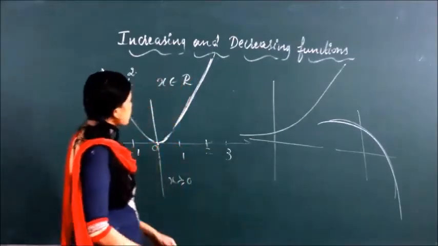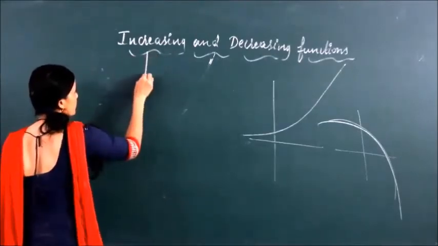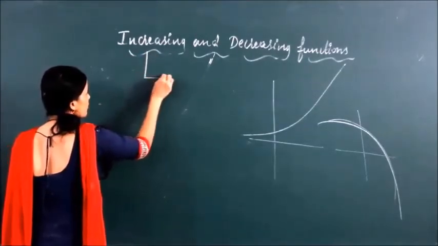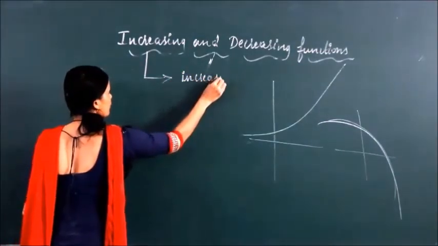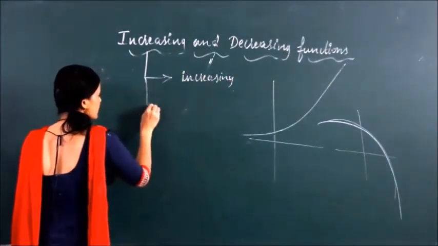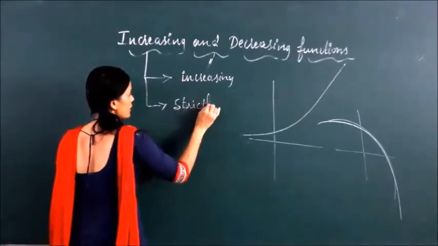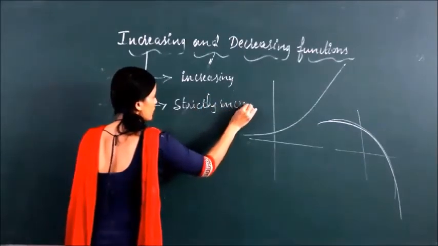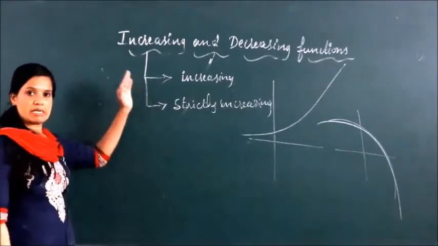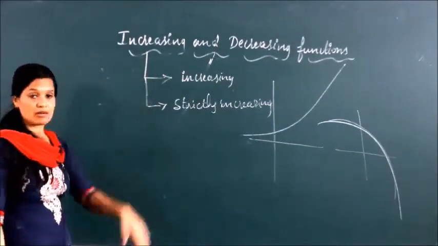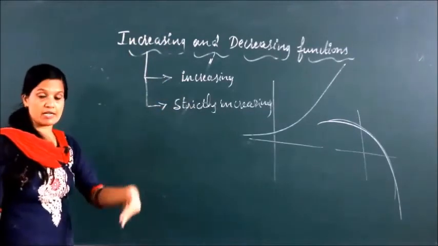Okay. So in increasing or decreasing functions, there are two categories. In increasing, one is simply increasing and another one is strictly increasing. Two types of functions under increasing function. One is simply increasing, another one is strictly increasing. Even in decreasing also we have the same thing, decreasing and strictly decreasing.